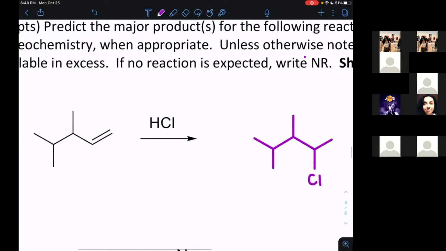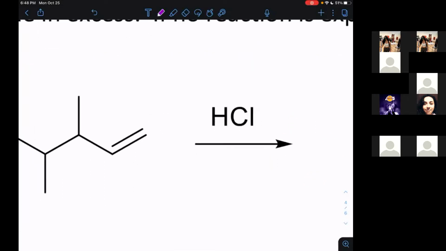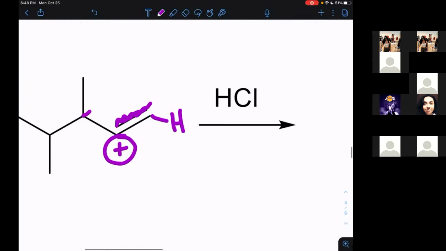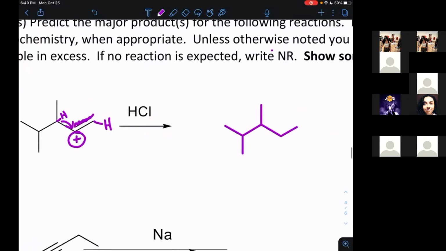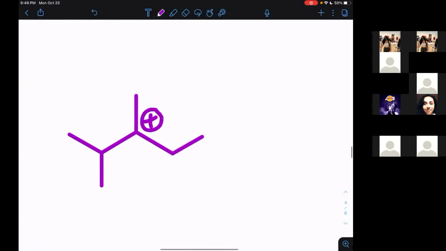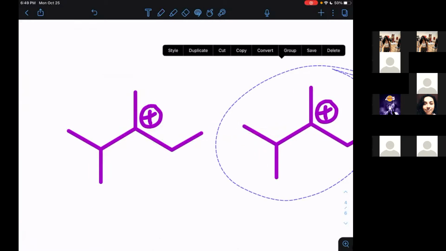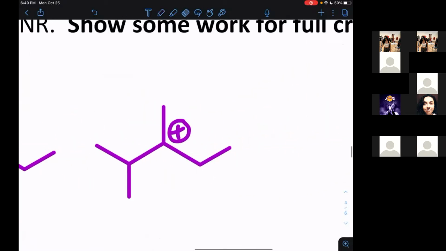And okay, so yes, first we'll deprotonate this, and then the positive charge will be here first, and then we do a hydride shift. So we'll switch that over here, and we'll just end up with the positive charge here. So then our chlorine will attach right there.